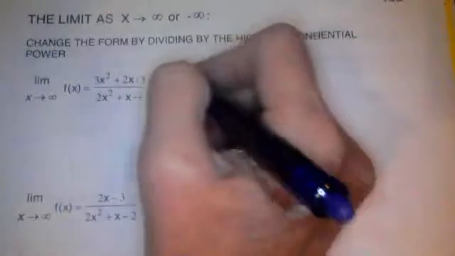So we did this last year without limits. We just talked about what is kind of happening. So I'm going to do this first one as a limit, and then we're gonna talk about our shortcuts that we came up with last year. But here it says change the form by dividing by the highest exponential power.